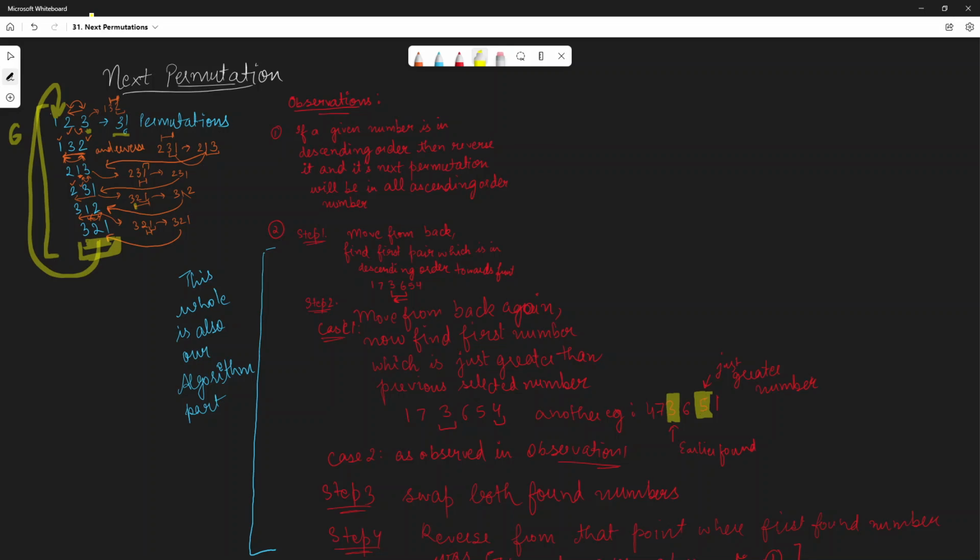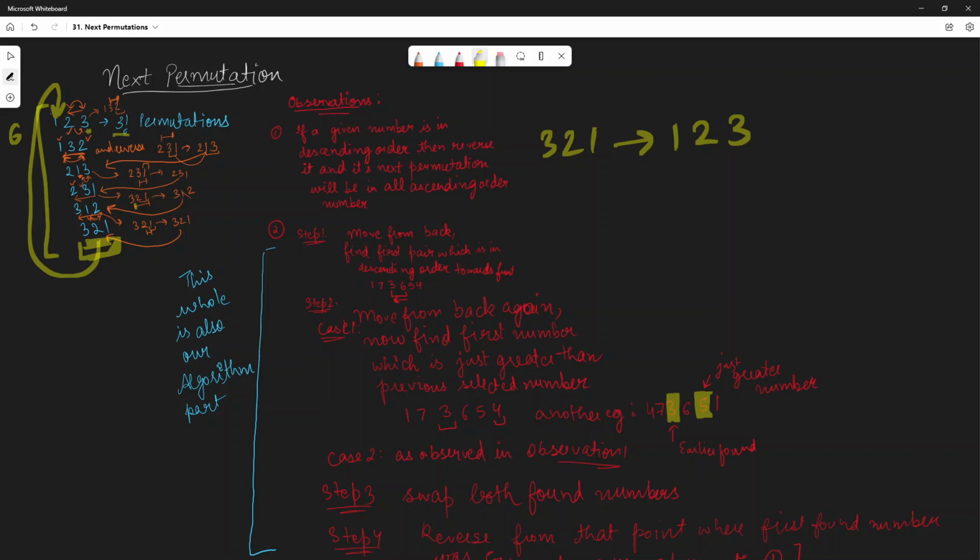Descending order from the front direction only, not from the back direction, I'm saying. From the front direction only means normal descending order. Then we are required to reverse it, and its next permutation will be in ascending order. That is this 1 to 3. Means this 3 to 1 would simply have its next permutation as this 1 to 3. Because what we are required to find is just the next lexicographical order in descending order.